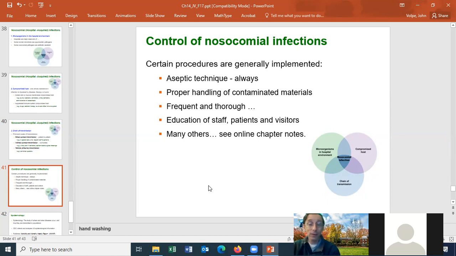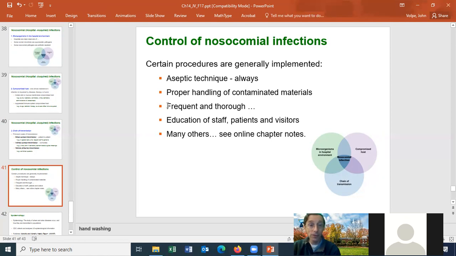Always doing certain things. In microbiology, you learned aseptic technique. When you go into the hospital setting, you should always apply aseptic technique to stop the spread of nosocomial infections. You should have proper handling of contaminated materials so that the microbes stay inside the tube or the culture and don't spread beyond the tube or the culture.